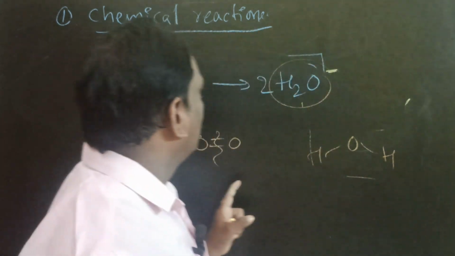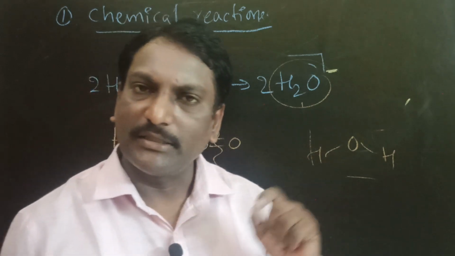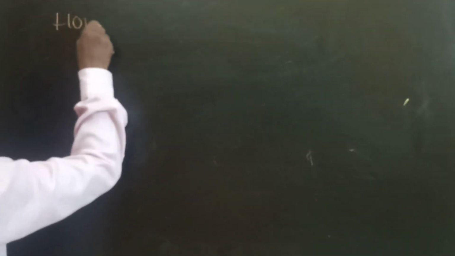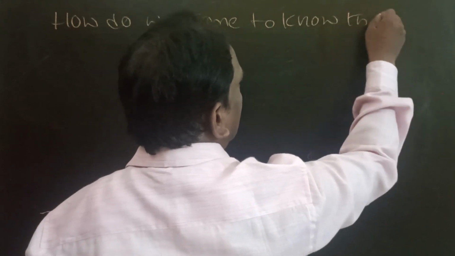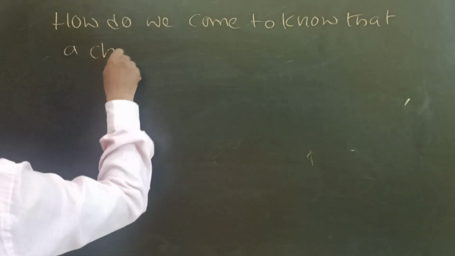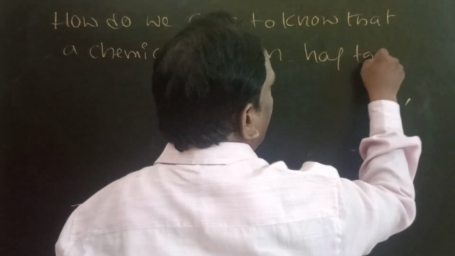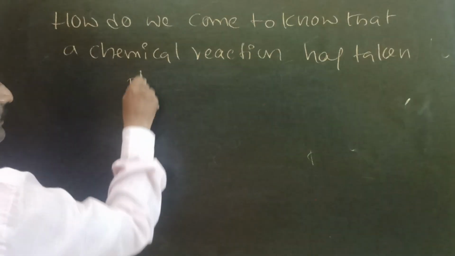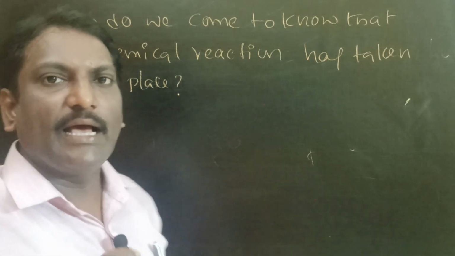Okay, good. Now, how do we come to know that a chemical reaction has taken place? Write down that question. It is a very, very important question. Write down: how do we come to know that a chemical reaction has taken place?